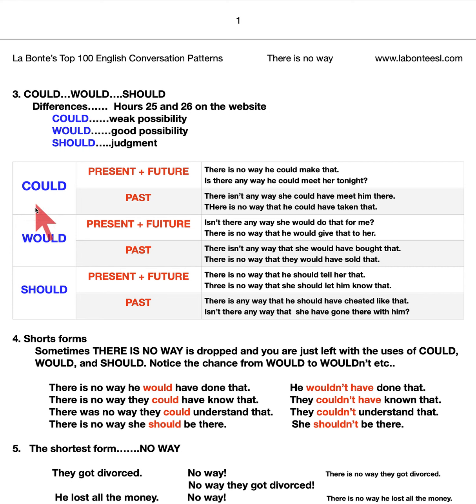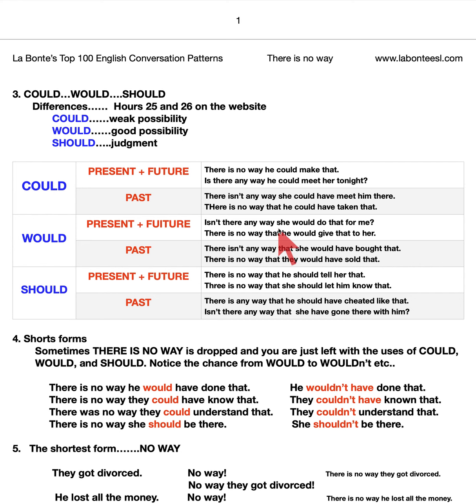The feeling's all different. So the present and the future, there's no way he could make that. The past, you're going to use could have. This is wrong here. It should be met. I could have met her. I'll change that.